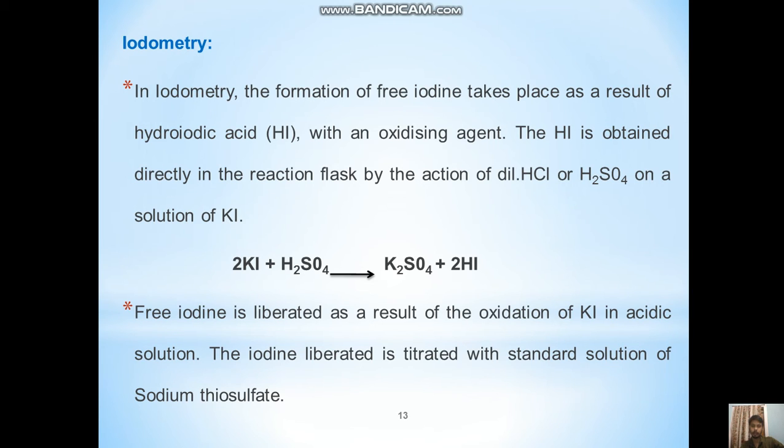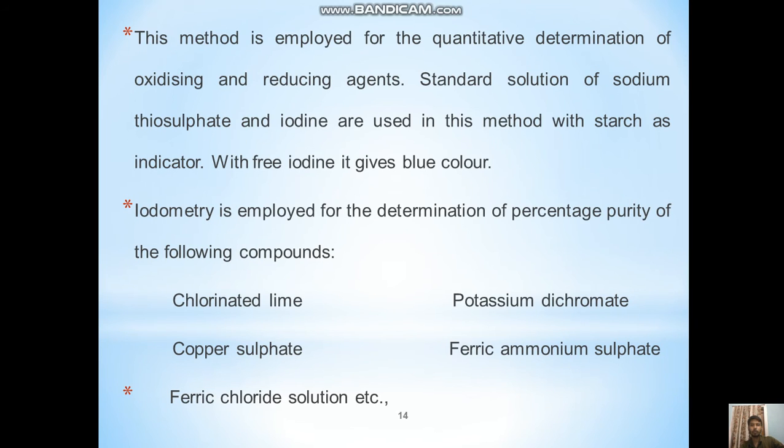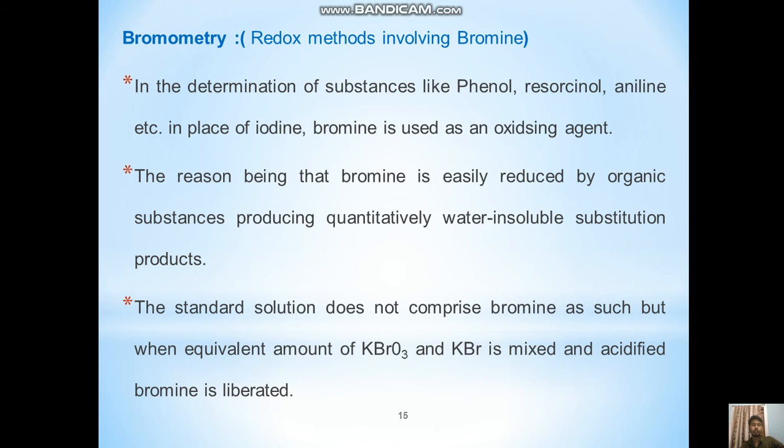The iodine liberated is now titrated with a standard solution of sodium thiosulfate. This method is employed for quantitative determination of oxidizing and reducing agents, and standard solutions of sodium thiosulfate and iodine are used in this method, with starch as indicator. With free iodine it gives a blue color. Iodometry is employed for determination of percentage purity of some compounds like chlorinated lime, potassium dichromate, copper sulfate, ferric ammonium sulfate, and you can also determine ferric chloride solution.